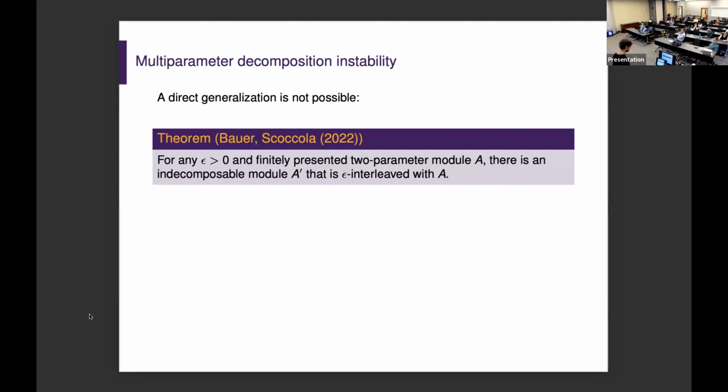So it seems like we're just very far away from having any form of stability of multiparameter decomposition. And well, I could stop the talk here and say that we give up. Decomposition is just widely unstable in the two-parameter case, but I don't want to give up. I want to look at some examples.